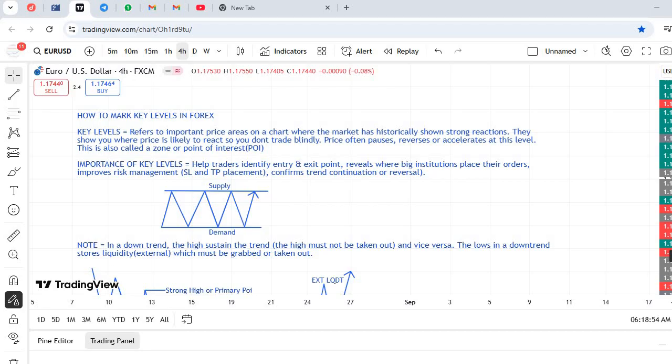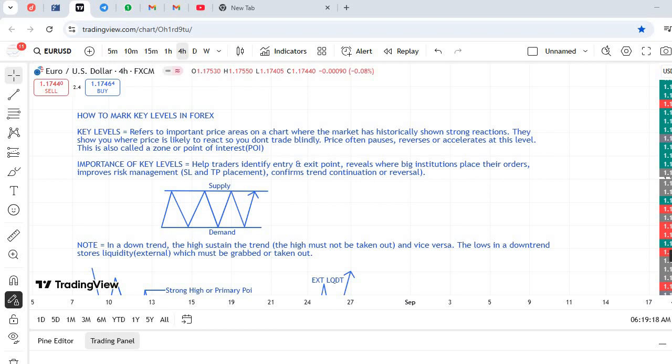So in today's class, I'll be teaching you how to identify and mark out key levels in Forex. Now, this has been one of the greatest challenges of a lot of Forex traders.